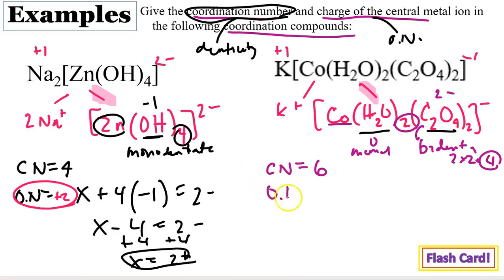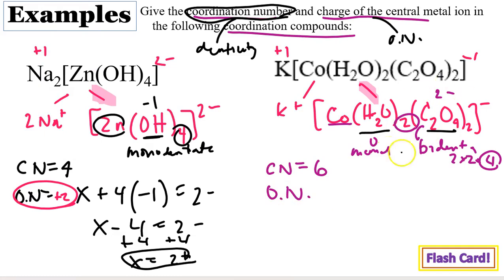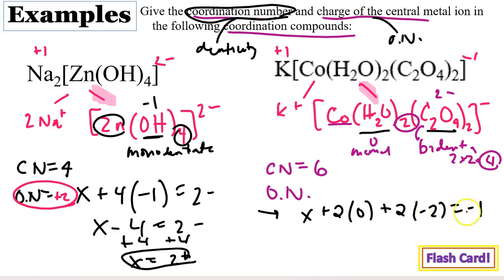Now we've got to do oxidation number. Okay. So oxidation number is going to do what we did before. This entire thing is going to be equal to -1. So we're going to have our cobalt, which is our X, plus 2 times 0 because we have a neutral water, plus 2 times -2 is equal to -1. Okay, so we're going to have X minus 4 is equal to -1.